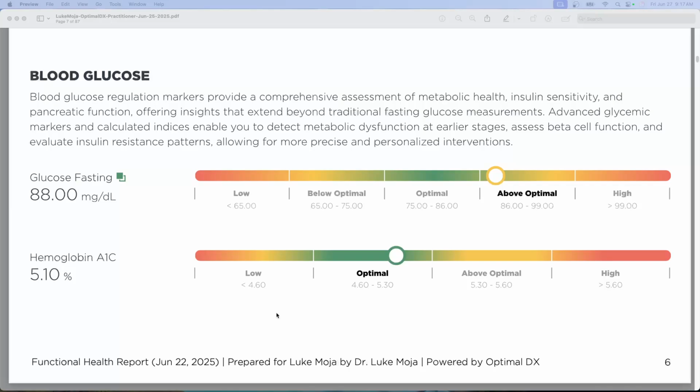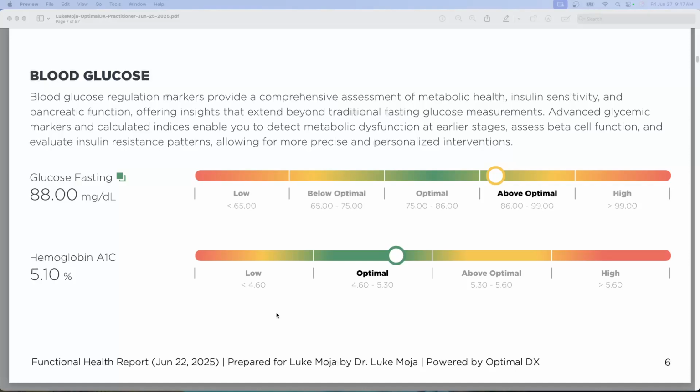There could be different reasons for that. Could be stress, or I didn't sleep well the night before. Something was different with my diet. That's just a snapshot in time. So a little above the optimal range, but not too bad. I wouldn't consider 88 to be too bad, but something I want to keep an eye on.